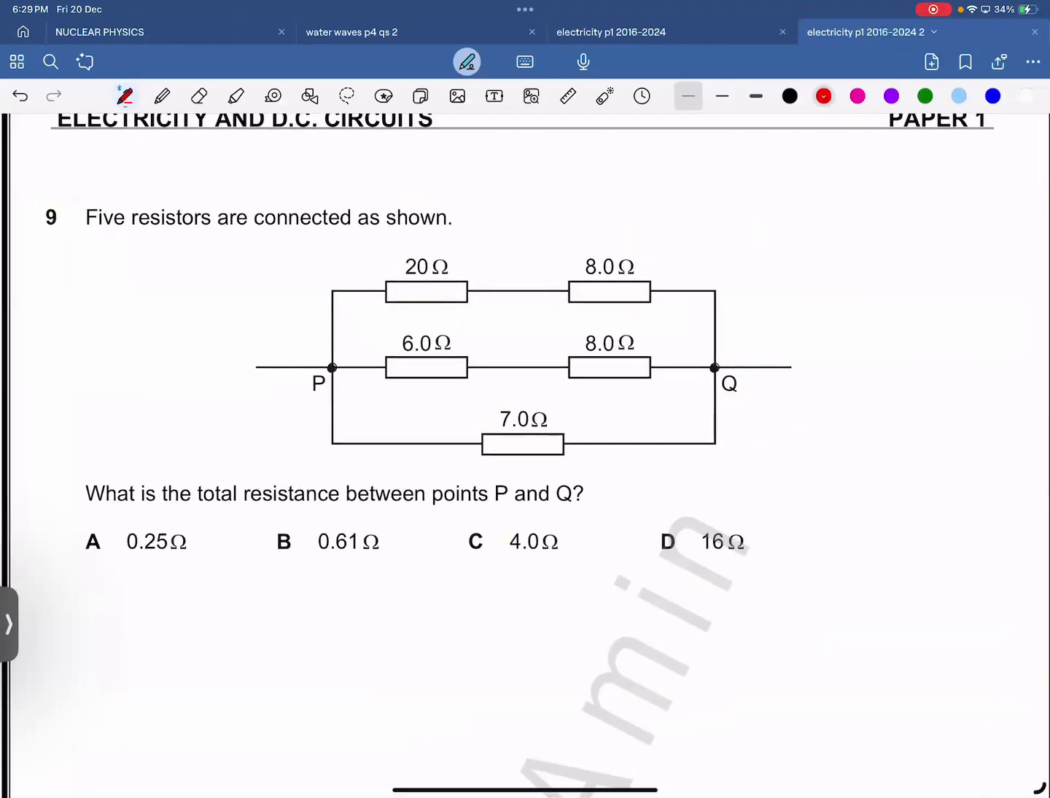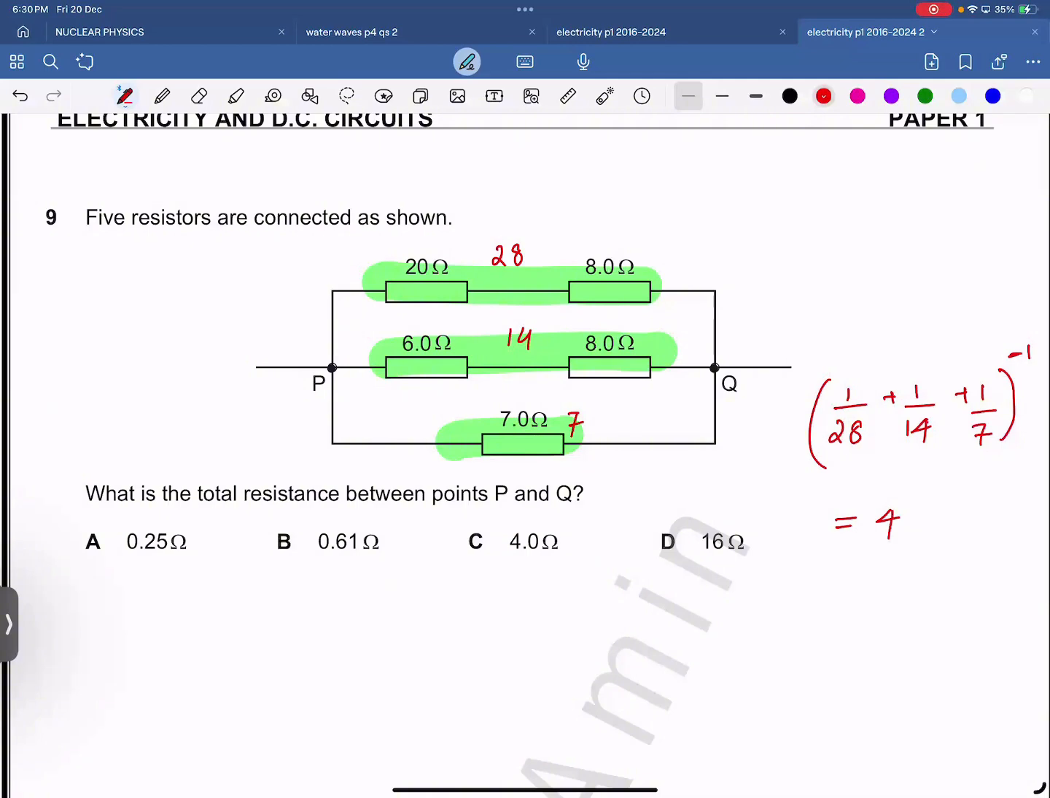Question number 9, my dear students. They say the resistors are connected as shown. What is the total resistance? Let's go through each branch. This is the first branch, as you can see. The first branch is 28. Next branch, 14. The last branch, 7. So (1 over 28 plus 1 over 14 plus 1 over 7) whole power minus 1. Please calculate. It is 4. Option C. Series we add. For parallel, I added the reciprocals and took the power minus 1, my dear students.